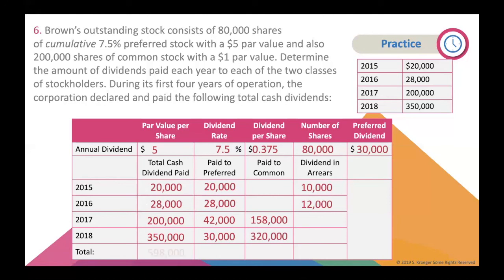Total cash dividends paid are 598,000. 120,000 went to preferred shareholders and 478,000 went to common shareholders. If this was non-cumulative preferred stock, then we wouldn't need to worry about the dividend in arrears column. You wouldn't pay them back from prior years.